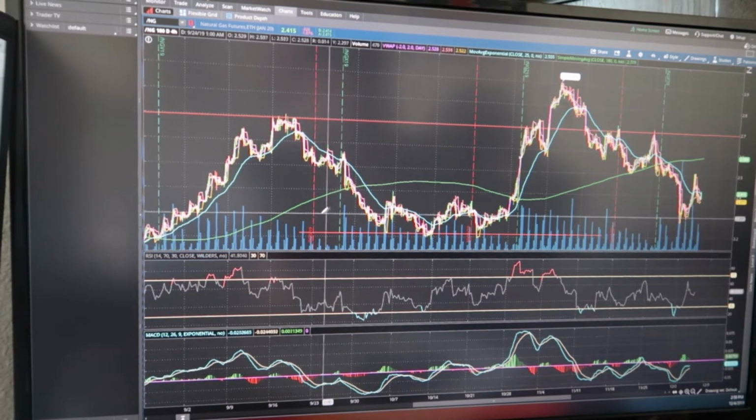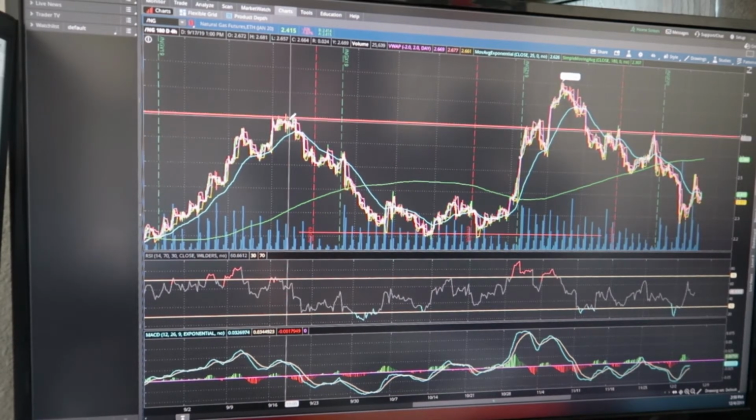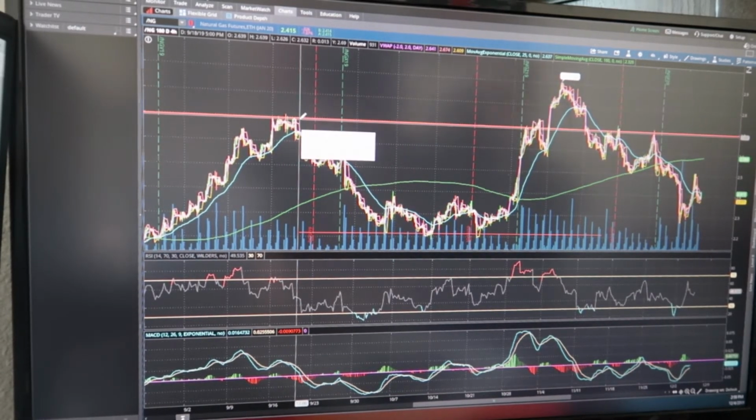Not necessarily is it always going to bounce, not necessarily is it always going to peak out, right?